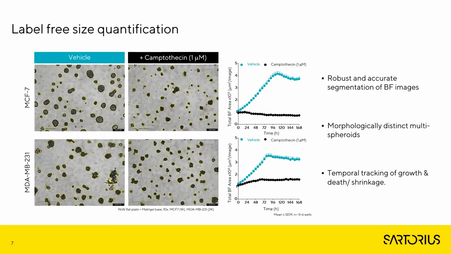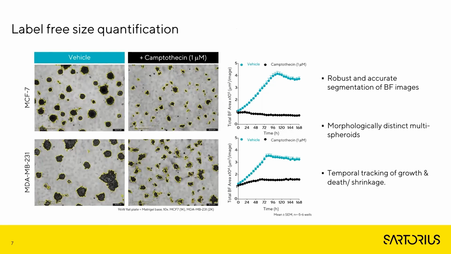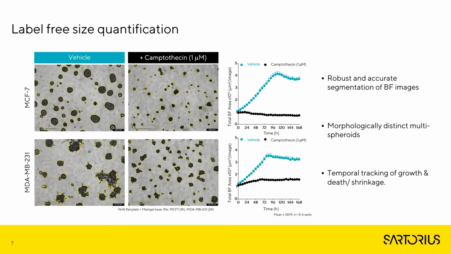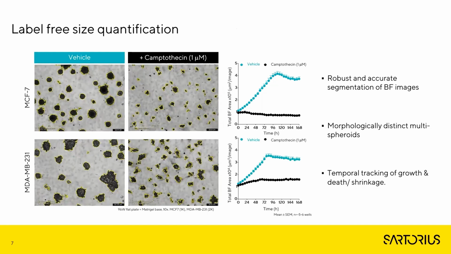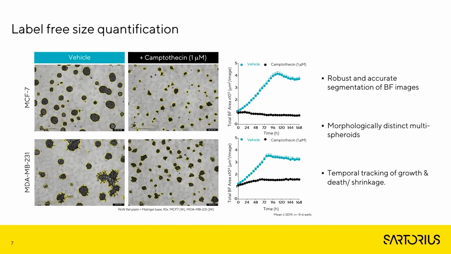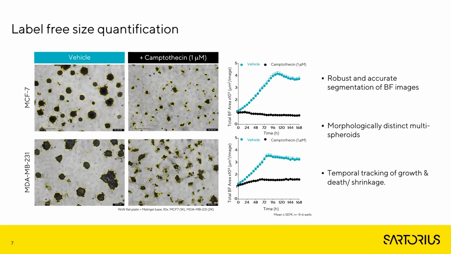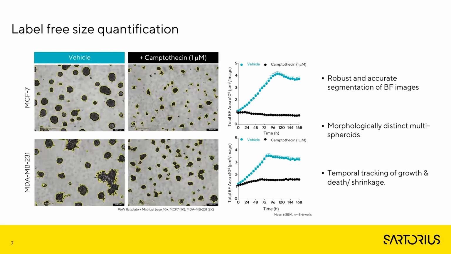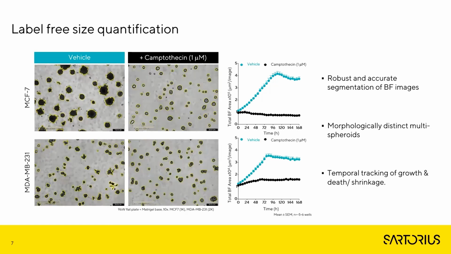This slide illustrates how the size or area of a population of multispheroids can be tracked and quantified over time using a label-free approach. You can see again that the IncuSight is able to achieve this for multispheroids which have distinctly different morphologies, round as illustrated by the MCF7s on the top panel, and a more branched stellate morphology adopted by the MDA cells, which is very characteristic of an invasive phenotype. The graphs show the different temporal growth profiles of the two cell types, tracking not only the growth, but the lack of growth, or potentially the death, induced by treatment with a well-known cytotoxic agent, camptothecin.